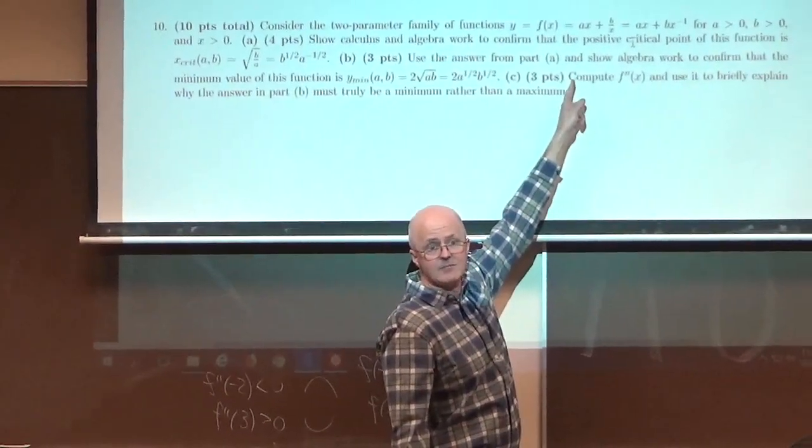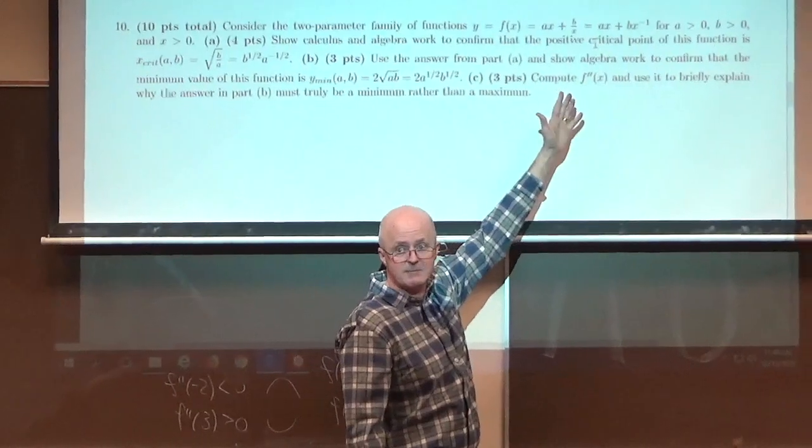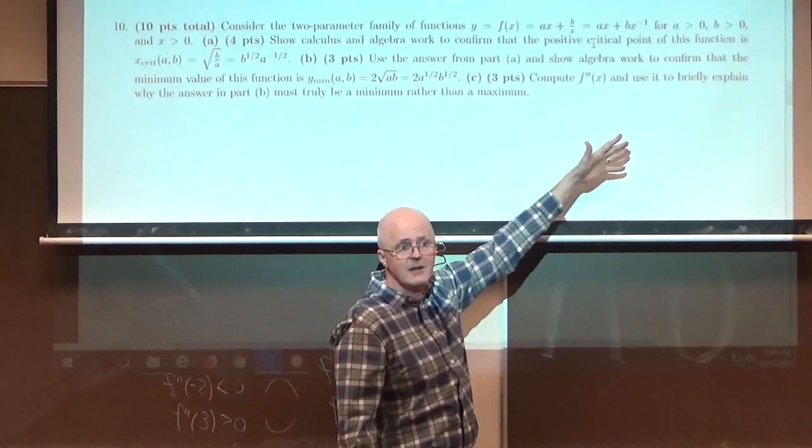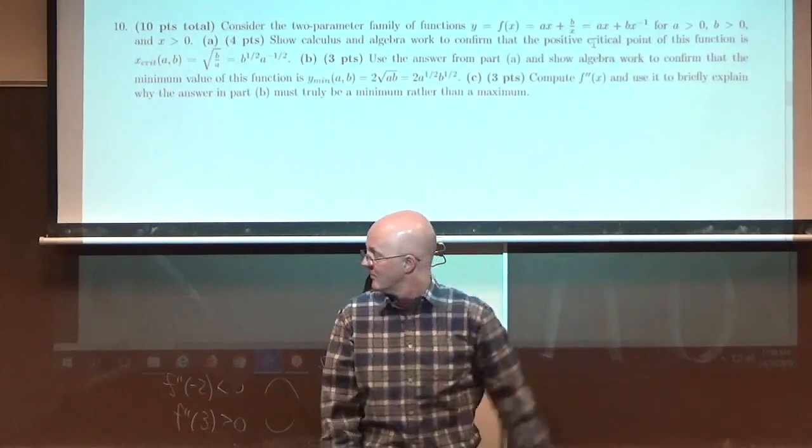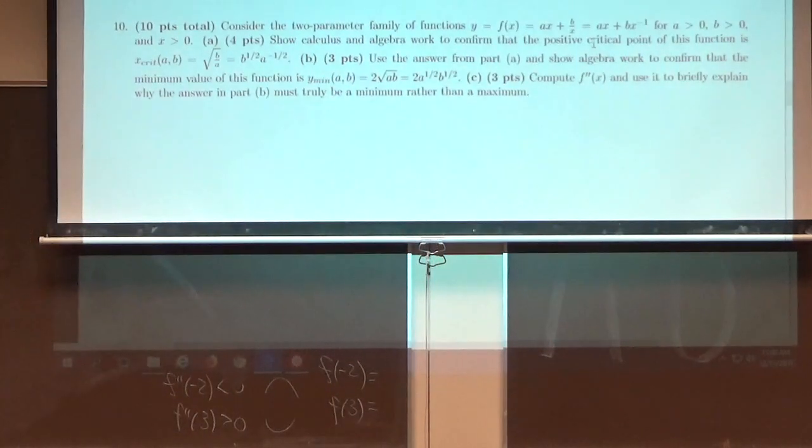You get A. Differentiate B over x, that's the same as B times x to the -1. You'll get a -1 in front, B x to the -2, which is what this is. Set that equal to 0 and solve for x.